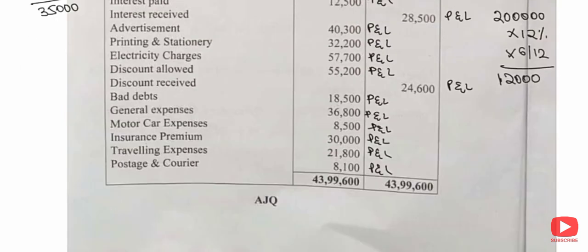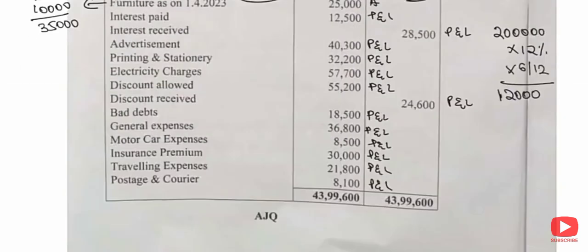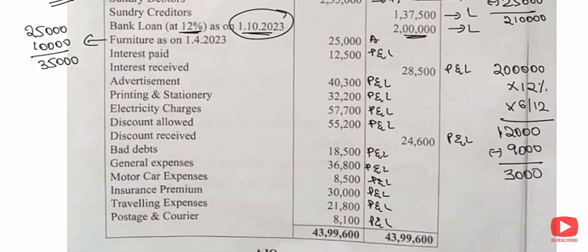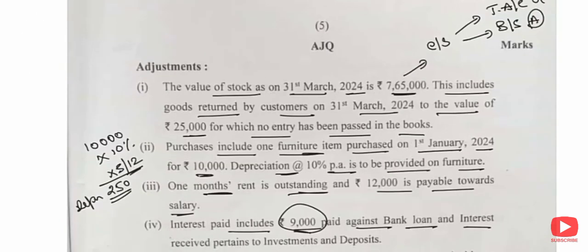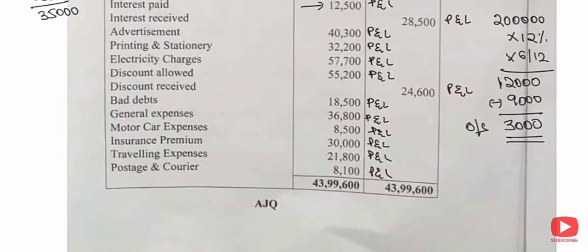12,000 is the interest. Okay, but you can see 9,000 is paid against bank loan. So 9,000 is paid. So you have 3,000 which is outstanding interest. Can you see interest paid? 12,500 we have. Okay. 9,000 is paid, so what you will do? 3,000 you will add it to interest also and 3,000 you show it as outstanding interest in balance sheet also.